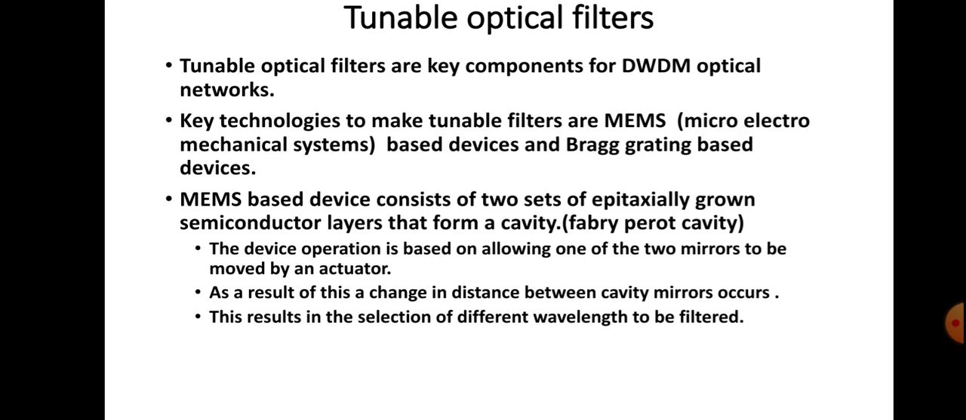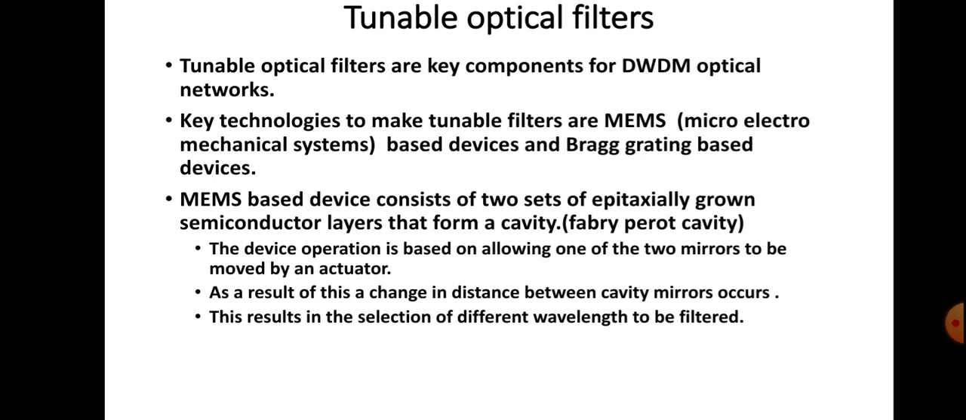The key technologies to make tunable filters are mainly based on fiber Bragg grating, or sometimes they may be based on MEMS, that is micro electromechanical systems. We are interested only in the fiber Bragg grating based devices. By using these devices we can achieve filtering action in the case of WDM techniques. MEMS based devices can also be used for filtering actions. That means they will filter only some wavelengths, and all other wavelengths will be rejected.